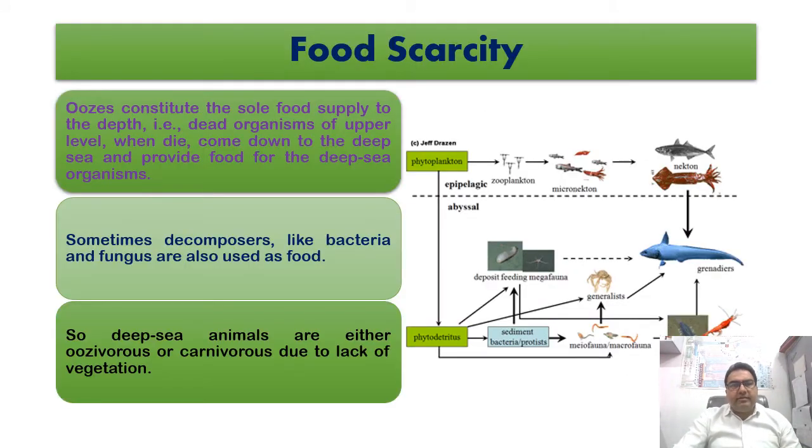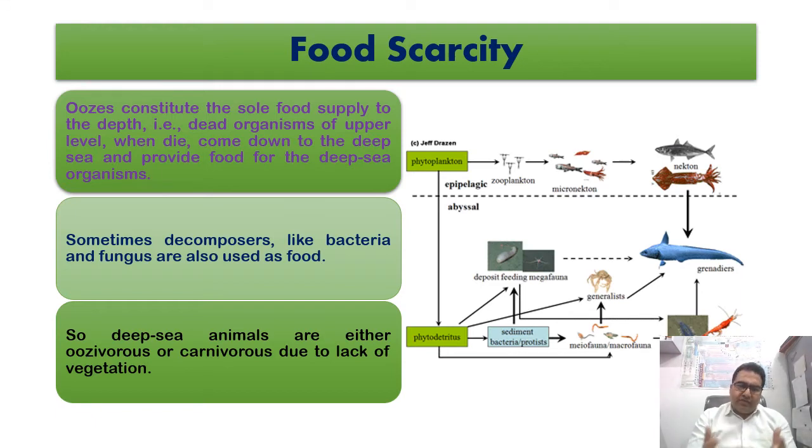Another problem which deep sea fishes have to face is scarcity of food. These fishes are dependent on, or are at the mercy of, whatsoever falls from the epipelagic zone. The predatory fishes which feed on other fishes in the epipelagic or mesopelagic zone, the pieces of that prey fall down and are eaten by the deep sea water fishes. And secondly, they are also dependent on the ooze, which forms an important food supply.